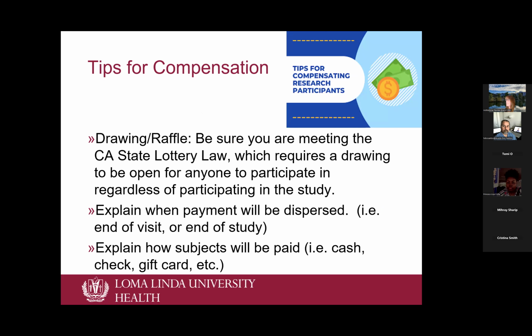Also, when you're doing compensation, explain how that payment is going to be dispersed. So are the subjects going to get their reimbursement at the end of each visit? Is it going to be at the end of the study? And how are you going to be paying them? Are you going to give them a gift card? Is it going to be a gift card handed in person, or is it going to be electronic?